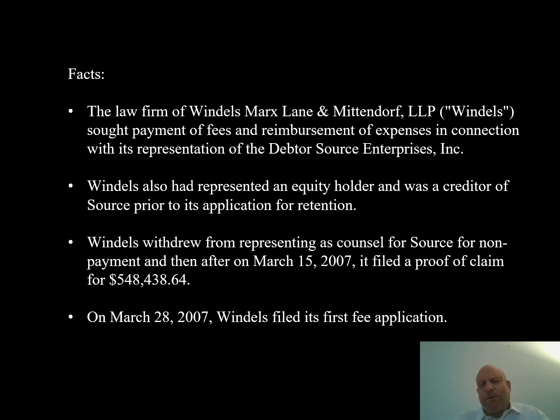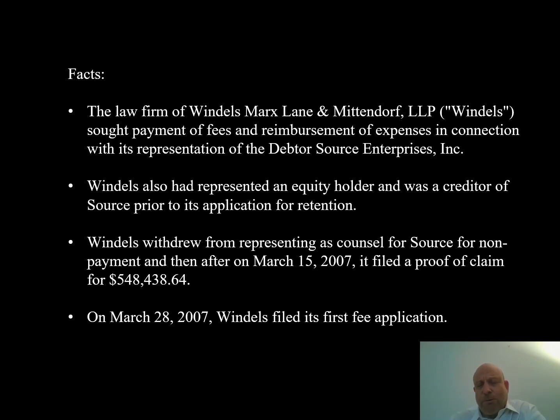Wendell had also represented an equity holder and was a creditor of Source prior to its application for retention. It didn't disclose that properly. It told the U.S. trustee, and I think we'll go into it later in the slides, that it was writing off the debt, so it would not be a creditor of the debtor. So that's important.